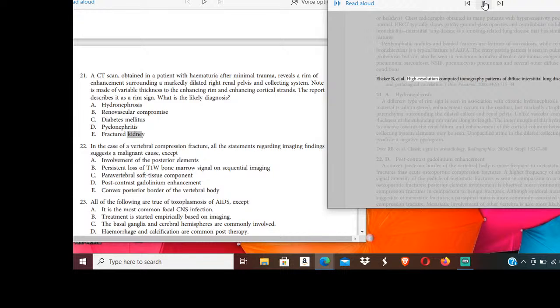Elicker B, et al. High-resolution computed tomography patterns of diffuse interstitial lung disease with clinical and pathological correlation. J Bras Pneumol. 2008;34:715-44.